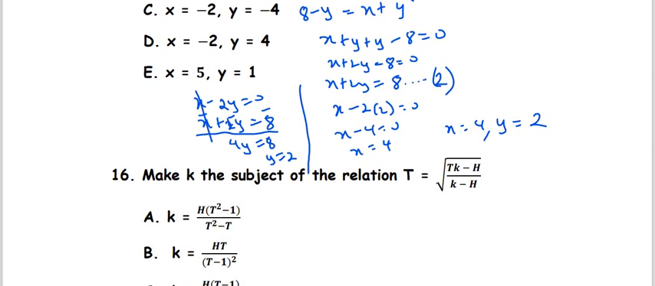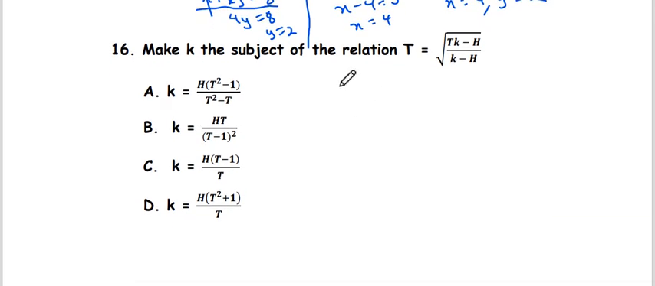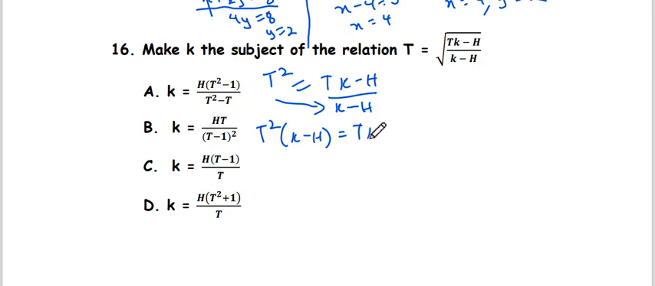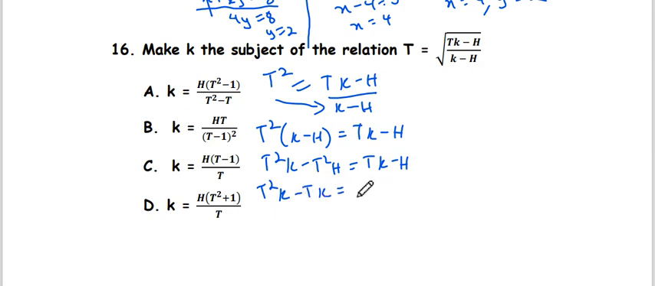Option A. Number 16, make k the subject of the relation. Now what we do is we square both sides. When you square both sides, the square cancels the square root. So you have t squared equals tk minus h over k minus h. So cross multiplying, we have t squared bracket k minus h is equal to tk minus h. So this becomes t squared k minus t squared h is equal to tk minus h. And when we collect like terms, we have t squared k minus tk is equal to t squared h minus h.